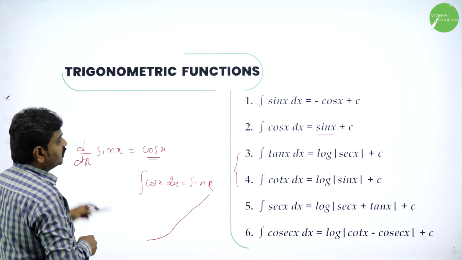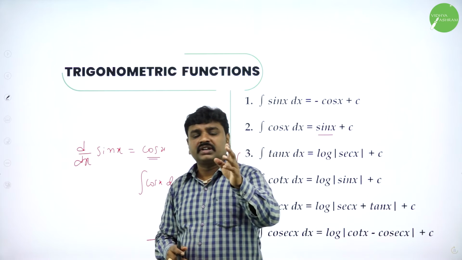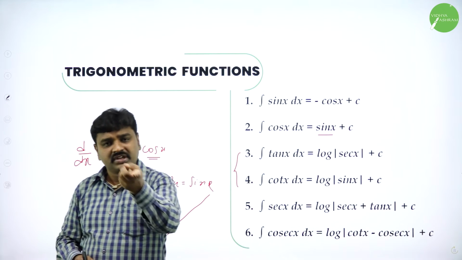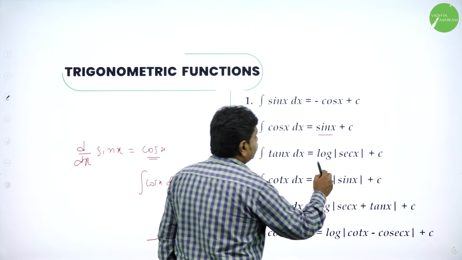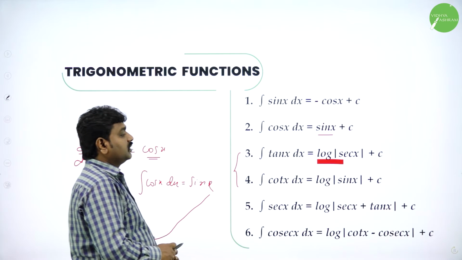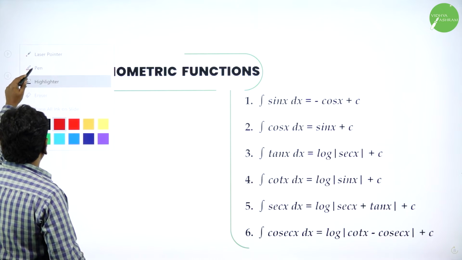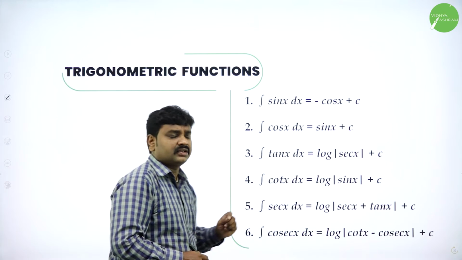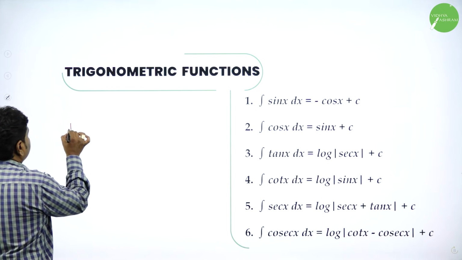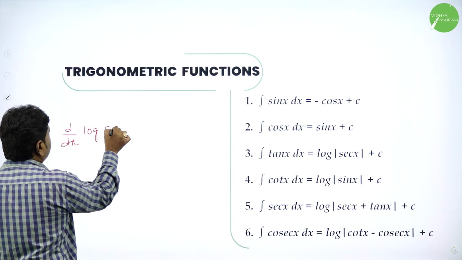Now going back, the first three formulas you're thorough. What is the first one? Integration of sin is minus cos, integration of cos is sin x, integration of tan x is log of mod secant x, and then integration of cot x is log of mod sin x. You differentiate it, d by dx of log of sin x. You know how to differentiate log of mod sin x?